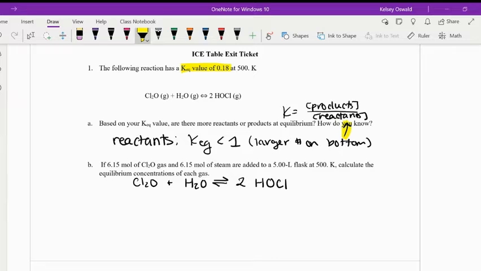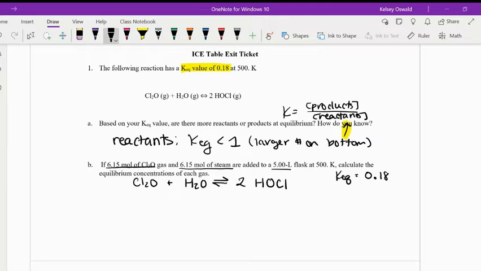Looking at part B, I think honestly the biggest mistake here was that we didn't realize part B coincided with part A. So we had the same reaction as in part A, and we're going to have the same KEQ value, which they told us is 0.18. Looking at what we're given for part B, we have 6.15 moles of Cl2O gas and 6.15 moles of steam in a 5-liter flask at a certain temperature, and we want to calculate the equilibrium concentrations. Initially we have this many moles of gas in 5 liters.